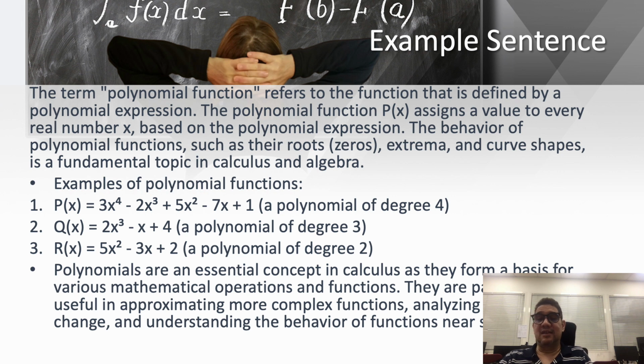We can observe the different degrees. For example, the first one is a polynomial of degree 4, because the greatest exponent is 4. The second one is a polynomial of degree 3, because the maximum exponent in this equation is x^3. And the last one is of degree 2, because the maximum exponent is 2.